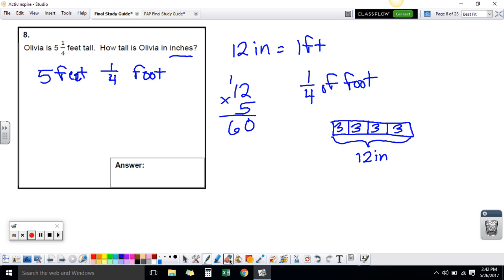So if I have 1/4 highlighted, that means I've got 3 inches. So 5 feet equals 60 inches plus 3 inches, which is your 1/4 of a foot, for a total of 63 inches. So Olivia is 63 inches tall.